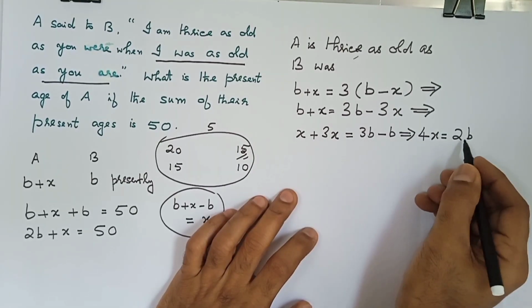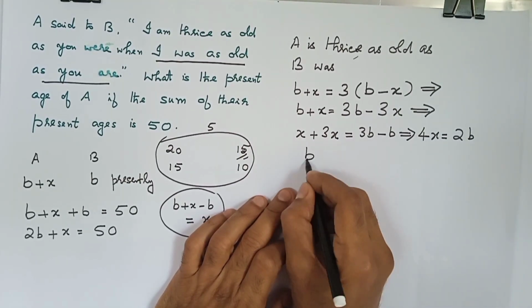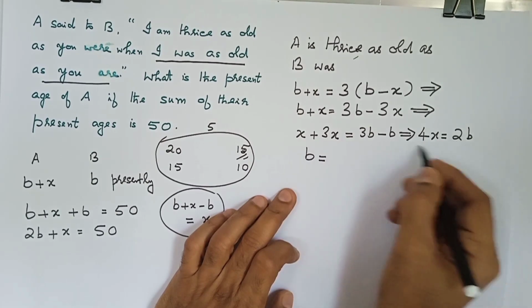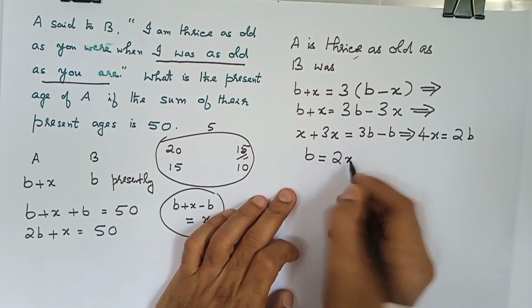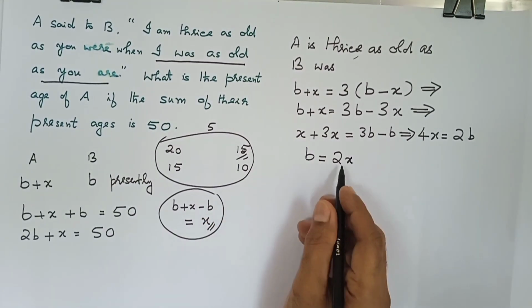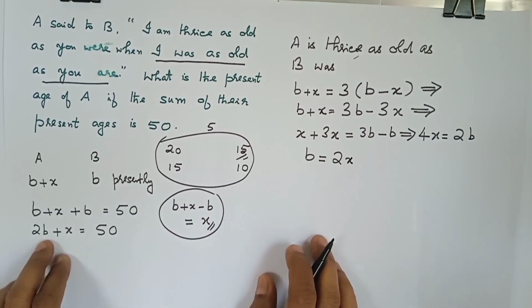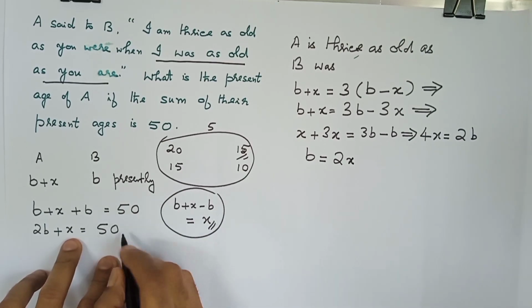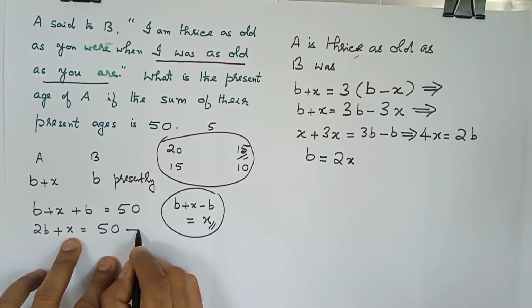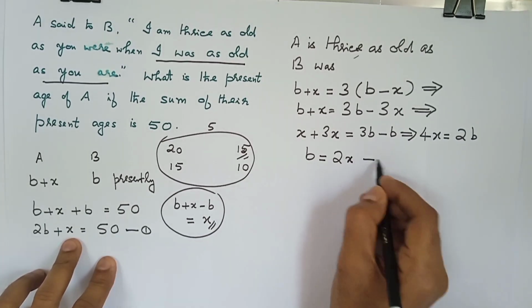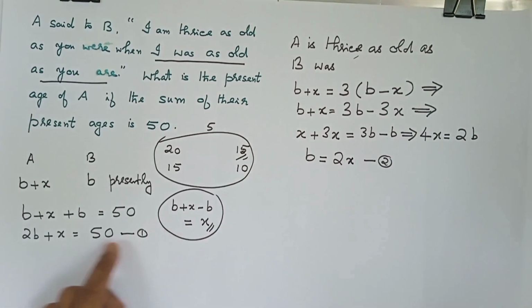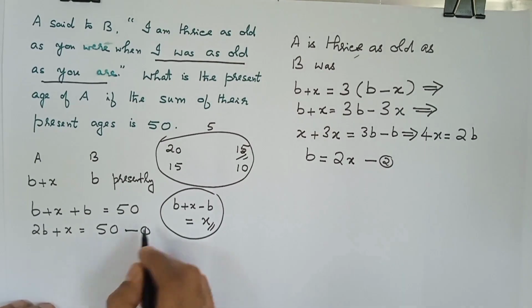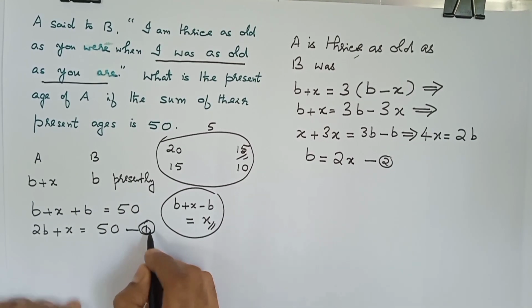Or you can find out B. Let me write B first. Take 2 to this side. 4 by 2, 2X. So B is equal to 2X. And we already say B plus X is 50, that is A plus B. Now these are the equations. Let me call this equation 1. This equation 2. What you can do is B equal to 2X. You substitute here. This is just equation name.